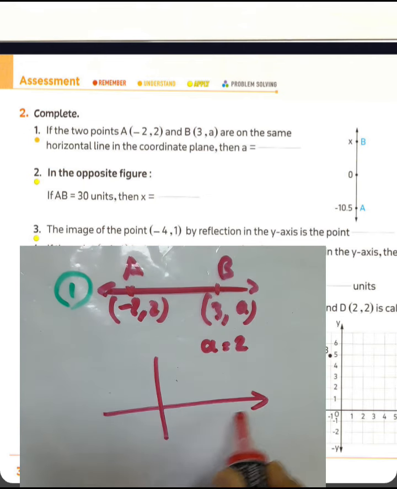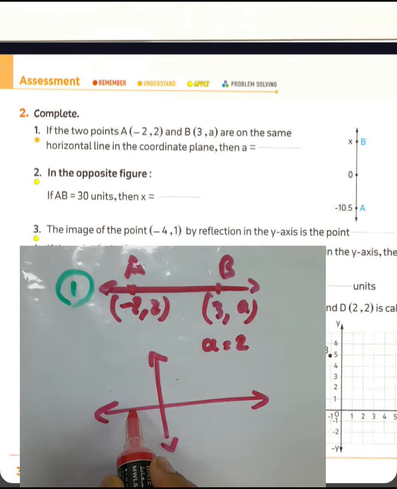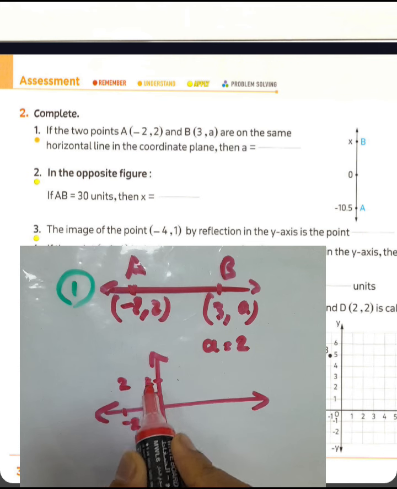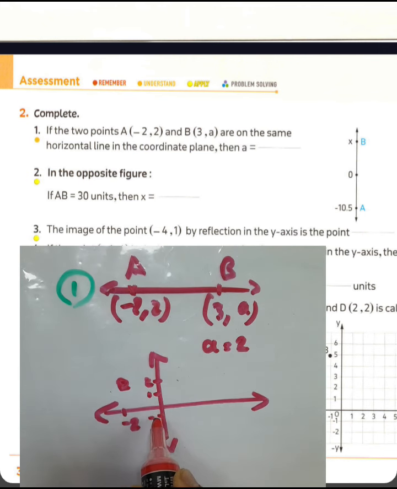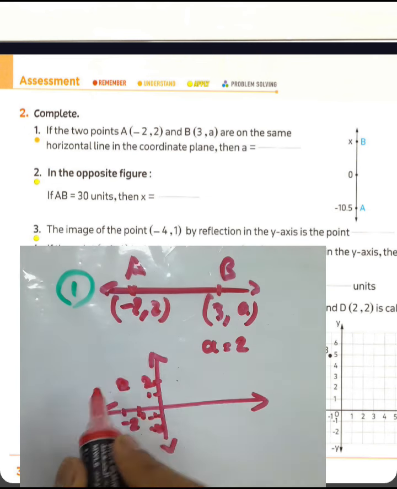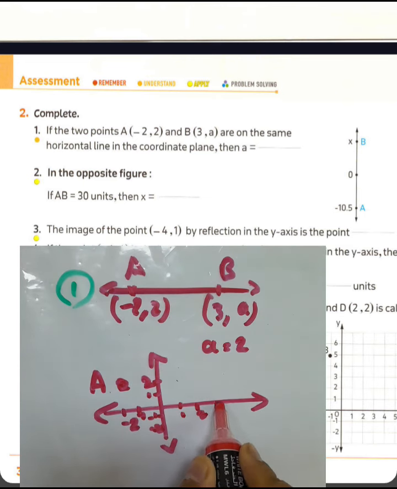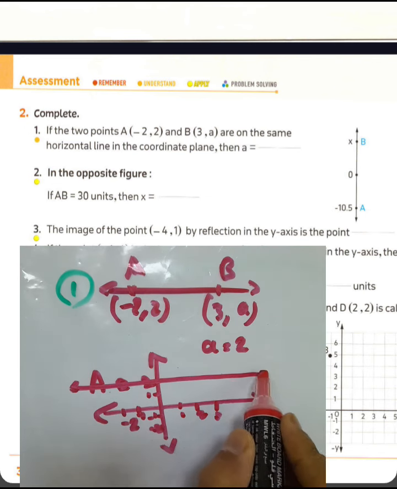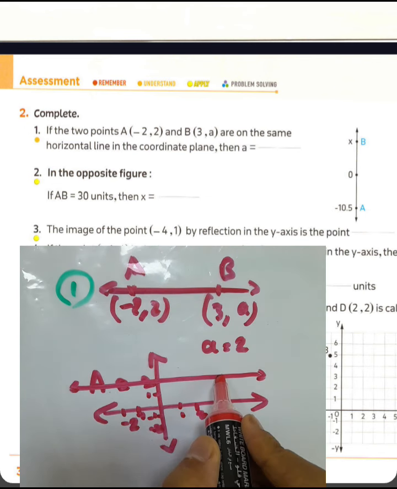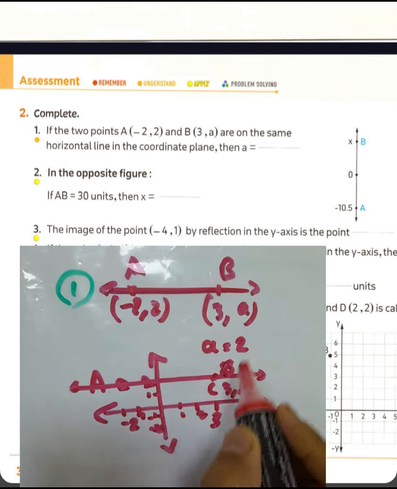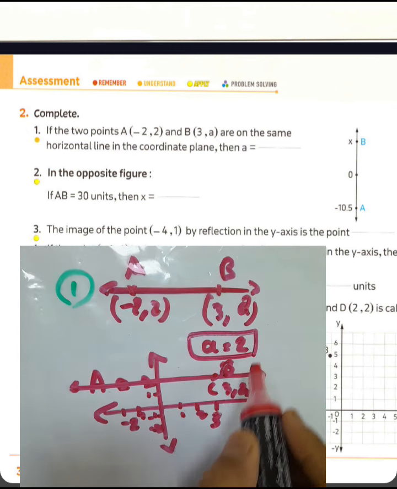Look at the coordinate plane. The first point, negative 2 and 2: negative 2 here, and 2 here. This is point A. And the second point is 3 and what? 1, 2, 3. On the same horizontal, the y-value for 3 will be 2. Then point B is (3, 2), so the value of A will be 2.